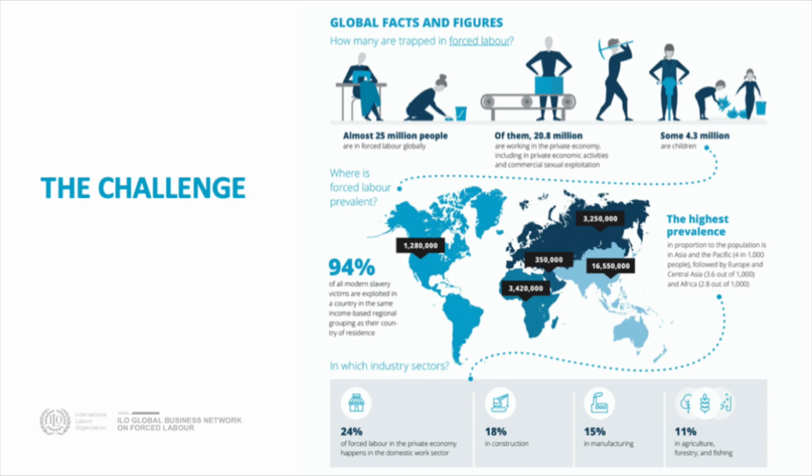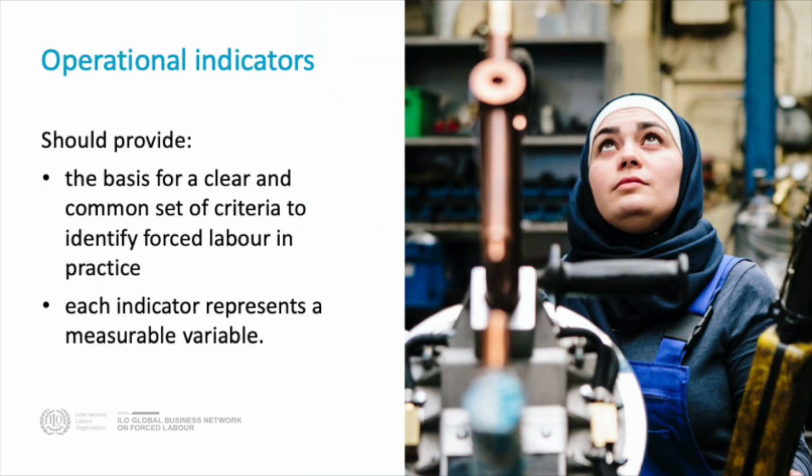Hello, everyone. As mentioned as well, I'm going to talk about the ILO's 11 indicators. It's not a magic number. We just came up with these main indicators. Of course, sometimes they do subgroup into others. We'll talk about it later in the presentation. But these indicators, we call them operational indicators, okay? So they should provide the basis for a clear and common set of criteria to identify forced labor in practice. So the key word here is identification, no? For identification. So each indicator represents a measurable variable, okay?